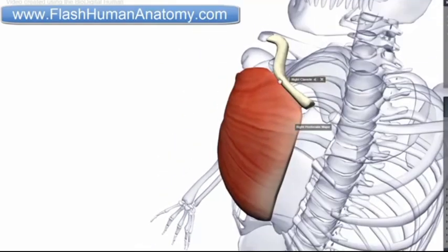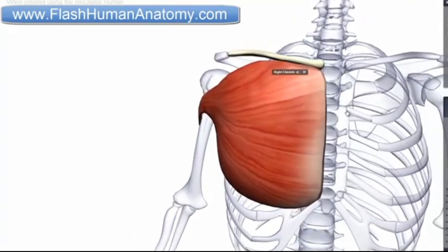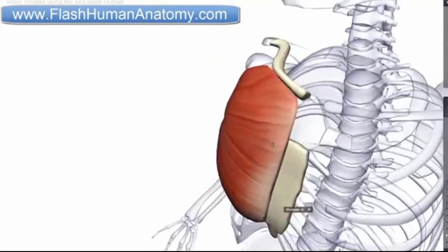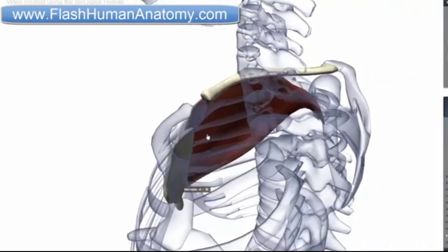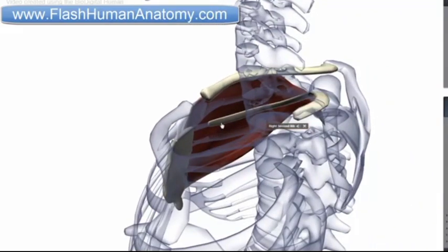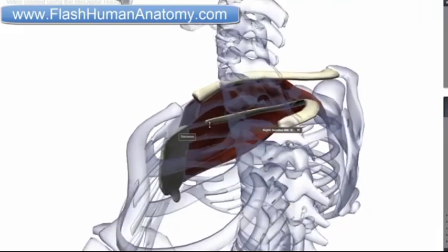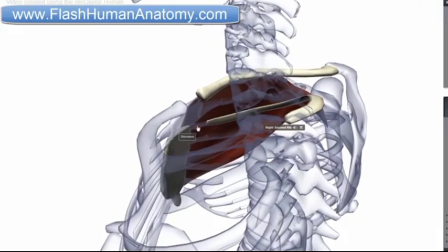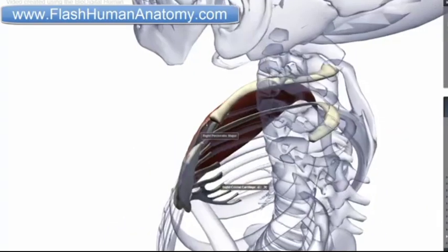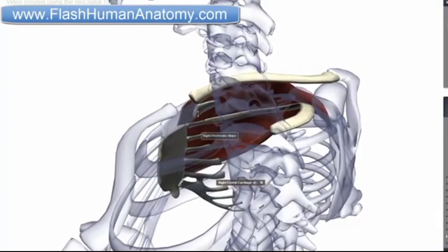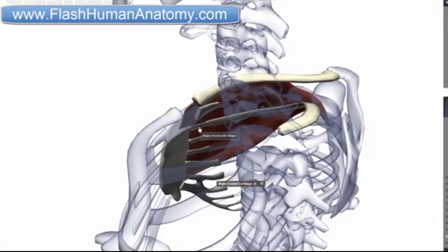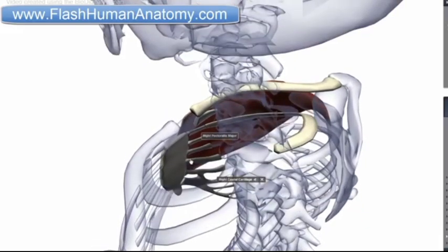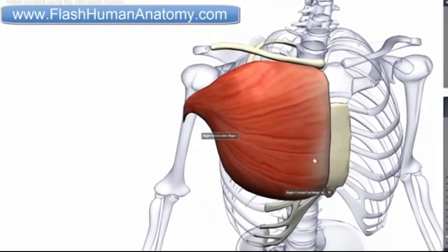Now, as I said, it originates here. It also originates from the anterior surface of the sternum. So this is the sternum here. If we look at it from here, you will be able to see that this is the rib and this is the sternum. And right between the rib and the sternum, there is a cartilage, right? So pectoralis major also originates here from the superior 6 cartilages. 1, 2, 3, 4, 5. Okay, from these superior 5 cartilages.